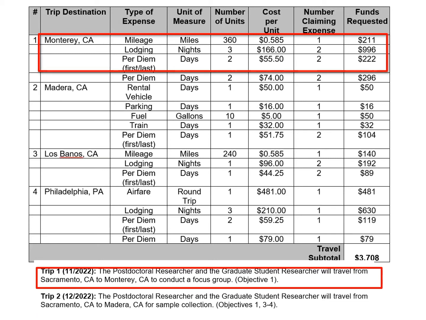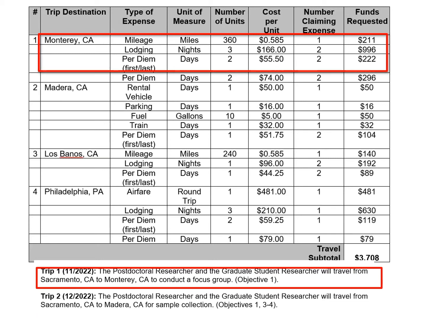For these lines in the table, the unit of measure is days, and the number of days requested is 2. The cost per unit of meals is $55.50 per day, in accordance with the GSA rates for Monterey for the first and last day of travel, and meals are requested for both people traveling, which totals to $222. The expenses are broken out in the same way for the remaining 3 trips in the example, and the total of all travel is provided at the bottom of the table.